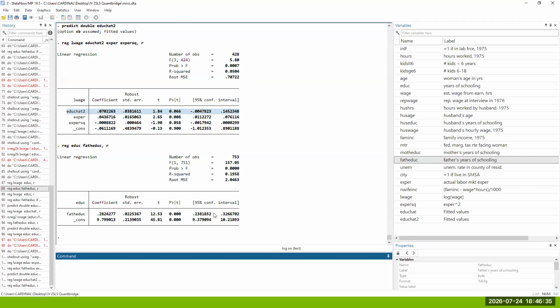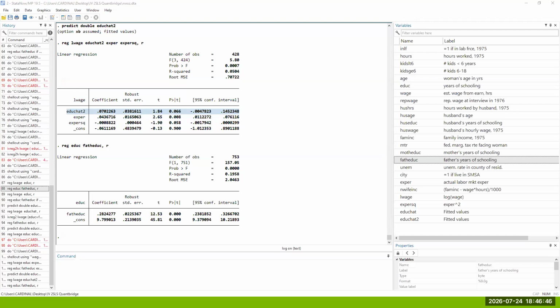Yeah, that's clear. But I have a follow-up question. So my question is, does the instrument you have chosen here, which is the father's education, solve the endogeneity problem? Yes, it does.